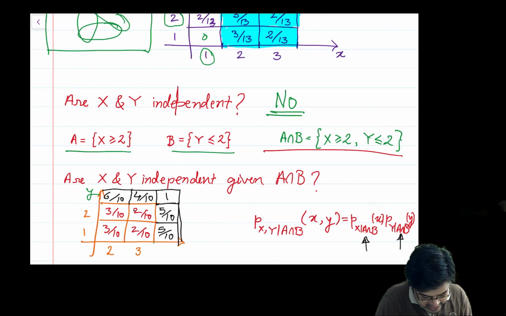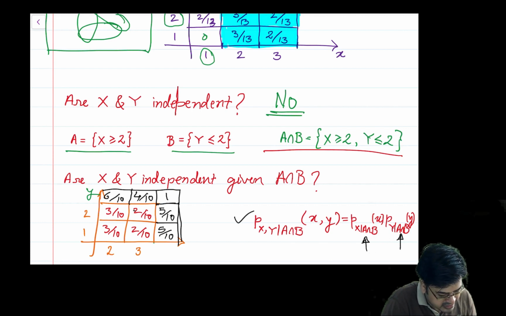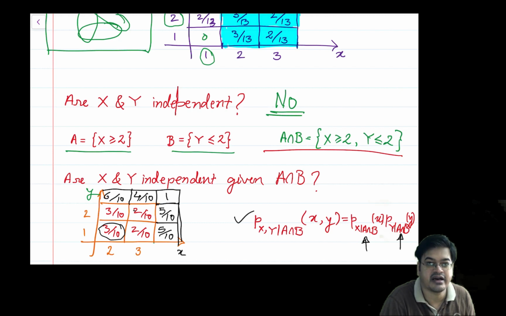Now let us check whether this condition is actually satisfied or not. So let us first take the random variable where the value x is 2 and the value y is 1. I am getting Pxy of (2, 1) given A intersection B to be equal to 3 by 10. What is the marginal probability? That is Px of 2, it is 6 by 10, and what is Py of 1? That is 5 by 10.